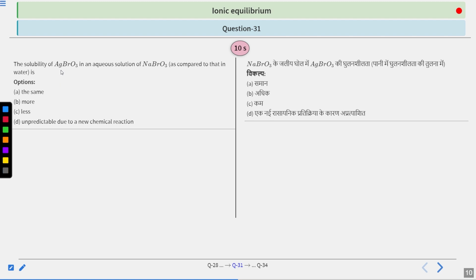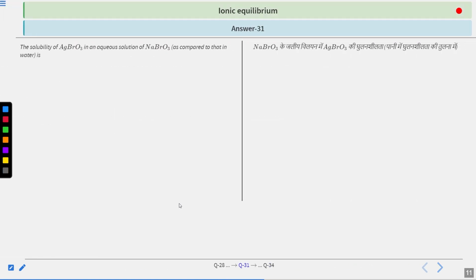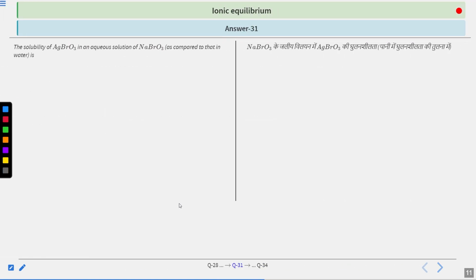Next question. The solubility of AgBrO3 in an aqueous solution of NaBrO3 as compared to that in water is, options are A, the same, B, more, C, less, D, unpredictable due to new chemical reaction. Your time to solve this question starts now. The time is up. So we are being asked how the solubility of AgBrO3 in an aqueous solution of NaBrO3 compares.